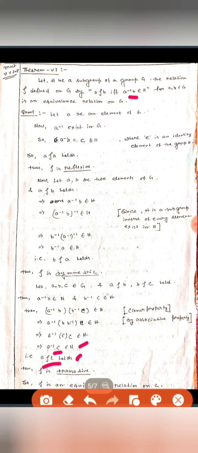So A rho B and B rho C hold, and also A rho C holds, this means rho is transitive. Here rho is reflexive, symmetric and transitive, so rho is an equivalence relation.